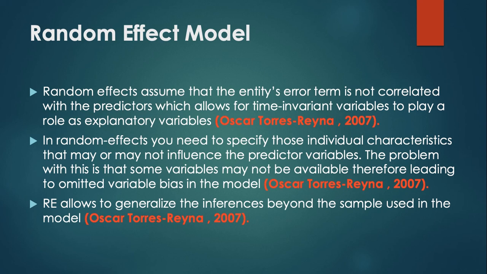Random effect assumes that the entity error term is not correlated with the predictors, which allows time invariant variables to play a role as explanatory variables. In random effects, you need to specify those individual characteristics that may or may not influence the predictor variables. The problem with this is that some variables may not be available, therefore leading to omitted variable bias in the model. Random effect allows you to generalize the inferences beyond the sample used in the model.